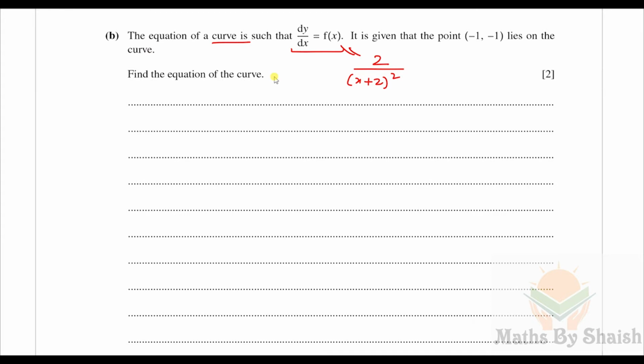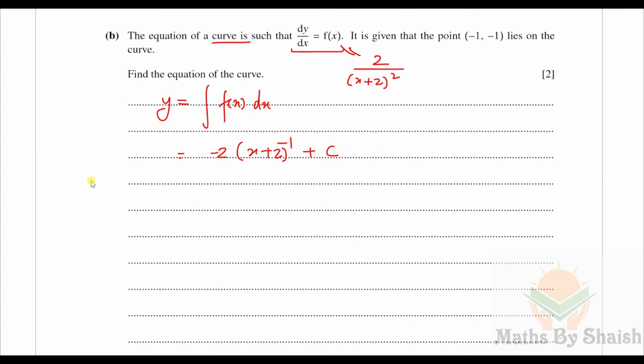So whenever we have dy over dx and we are finding the equation of the curve, that is y is equal to f(x), we can directly do it by taking the integration of the other side, that is f(x) dx. So it becomes integration of this, which is going to be minus 2 times (x plus 2) to the power minus 1 plus a constant of integration c.